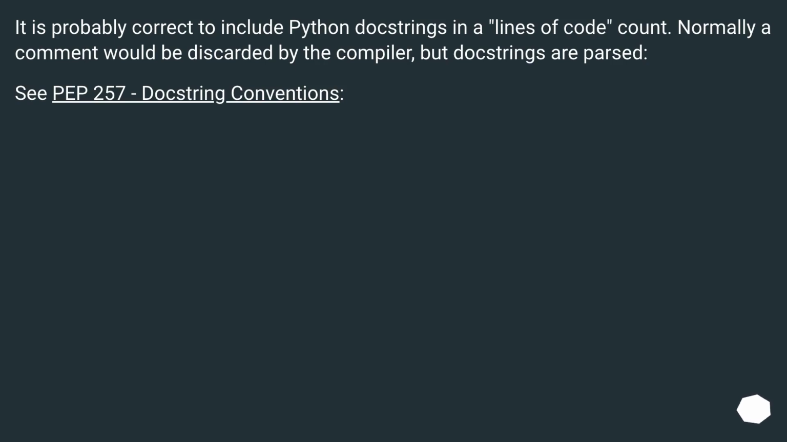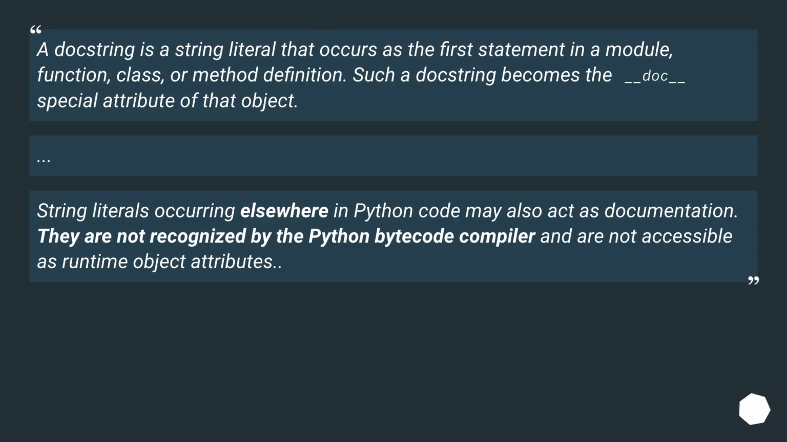It is probably correct to include Python docstrings in a lines of code count. Normally a comment would be discarded by the compiler, but docstrings are parsed. See PEP 257, Docstring Conventions. A docstring is a string literal that occurs as the first statement in a module, function, class, or method definition. Such a docstring becomes the __doc__ special attribute of that object.